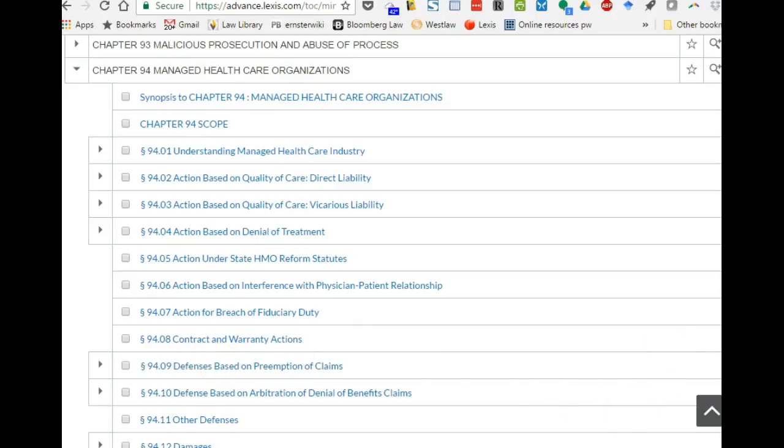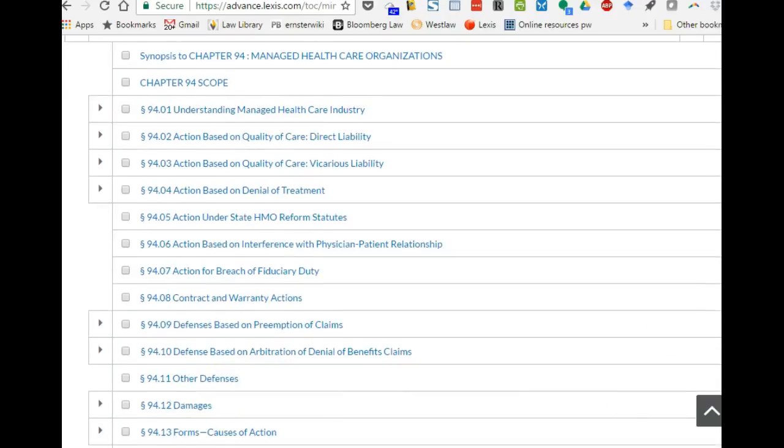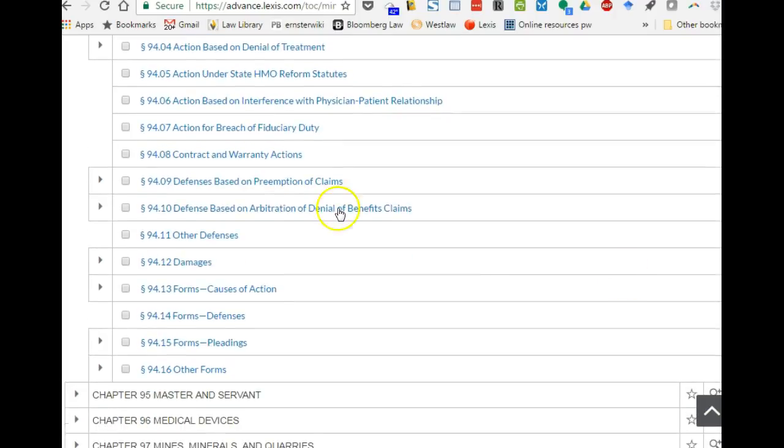So even if we are the plaintiff, we want to know what defenses the other side might come up with. Damages, what kind of damages might we want to think about? And again, forms. So cause of action, defense, pleading, so our complaint, other forms. So this is a loose leaf that will pull together, again, those practice type materials as well as a lot of what seems to be promising, useful explanation.